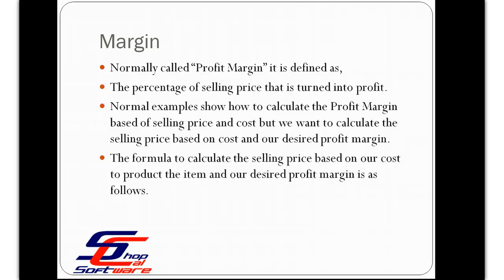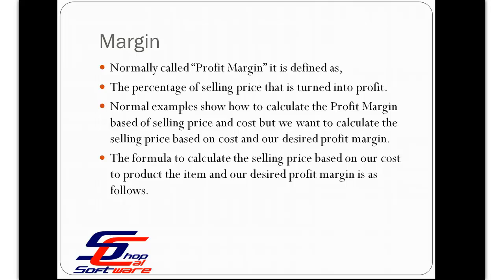Margin is normally called profit margin. It is defined as the percentage of the selling price that is turned into profit. The problem is, if you search the web, all the examples you're typically going to run into, unless you're extremely lucky, are how to calculate the profit margin based off the selling price and the cost. In other words, you know how much the item cost you, and how much you want to sell it for, and so you calculate how much profit margin you get out of that.